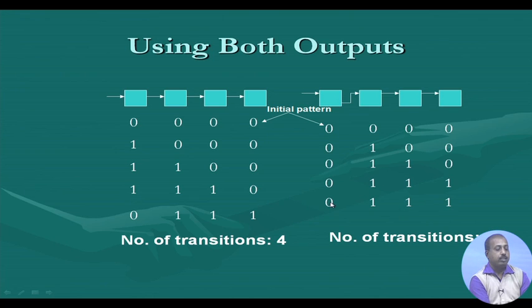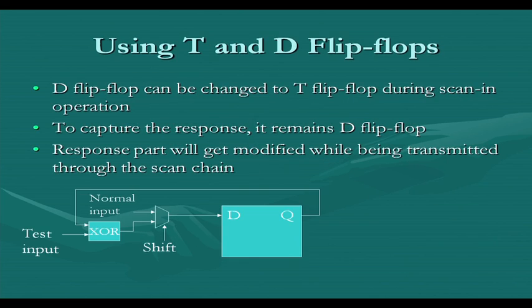The first cell does not see any transition, this cell sees 1 transition, 1 transition and 1 transition, total 3 transitions can be obtained. So, this way by modifying some of the D cell, some of the flip flops from Q to Q bar connection, we can go for scan transition reduction. So, this may be one possibility of reducing the scan transition.